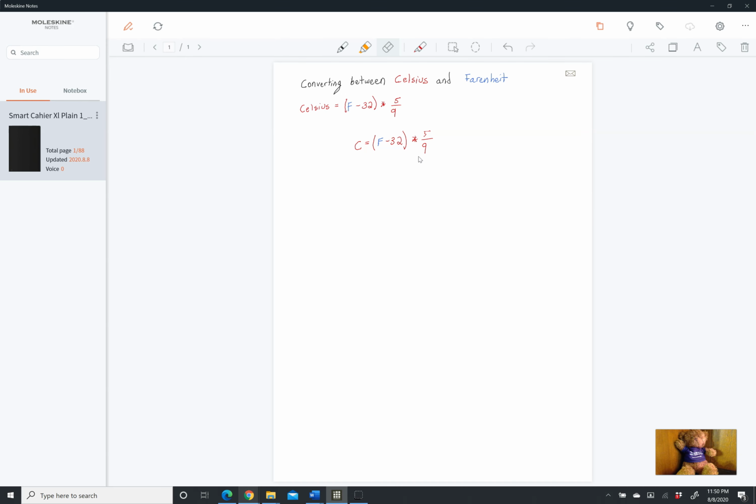Algebraically, we want to get rid of the fraction first. So in order to get rid of the fraction, we're going to multiply both sides by the reciprocal. To get rid of 5/9, we can multiply by 9/5, and we'll do that on both sides. So the 9 will cancel, the 5 will cancel on that side, and then we wind up with 9/5 times C.